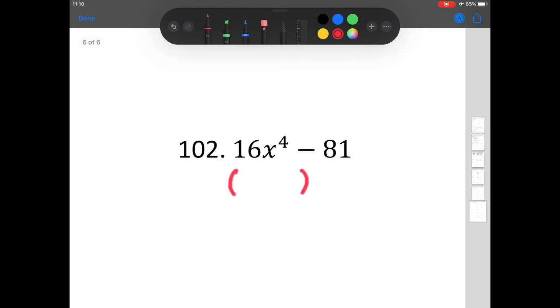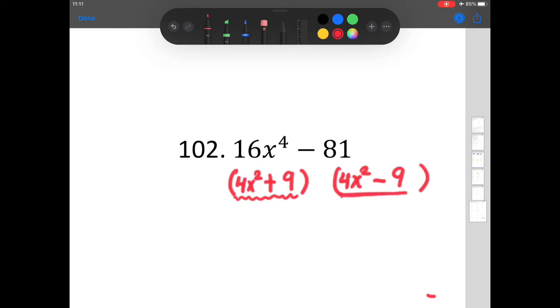I'm going to set up my two parentheses with a plus and a minus, right? So keep the order. 16x to the fourth is your first term, so the square root of that would be here. So it'll be 4x squared, right? And 81 is what? The square root of 81 is 9. Now again, always check. This one we can't factor over the reals. So what do I do? I will look at this one. Can I factor? Again, two terms. They're all perfect squares, and that's a minus sign.